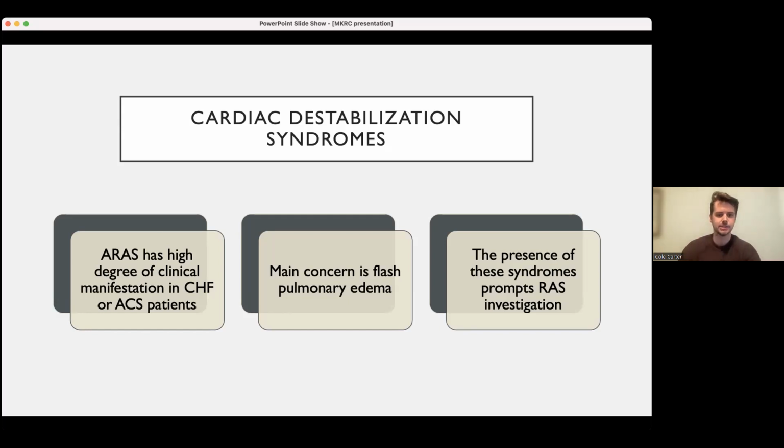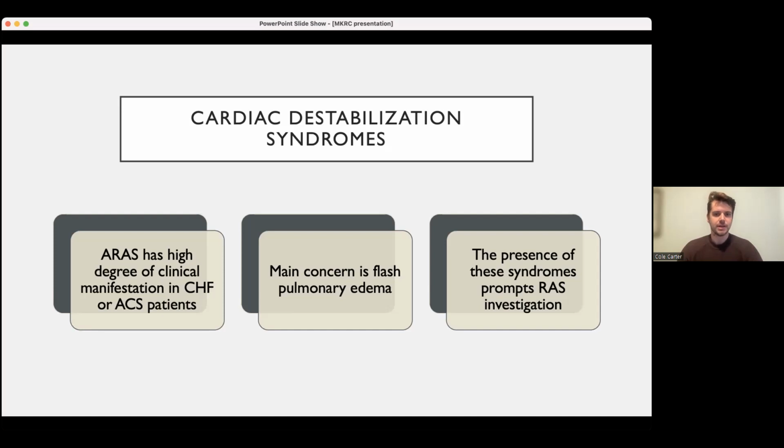manifestation in these patients. Whenever a patient presents with CHF or ACS, you really want to make sure you're paying attention to whether or not they're coming in with flash pulmonary edema, or if they've had a history of it or emergent episodes of this, where their lungs fill with fluid. And what happens is the patients kind of feel like they're suffocating and they can't breathe, there's shortness of breath. And this is a huge issue.